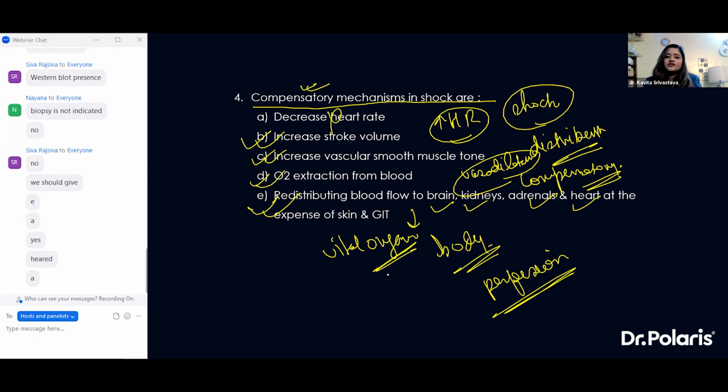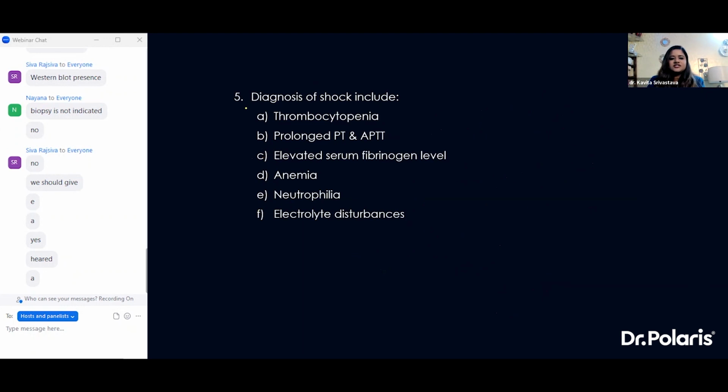If the body is not able to overcome this compensatory mechanism, it will go into a stage of decompensation, that is a decompensatory shock. Okay. All right, next important question.